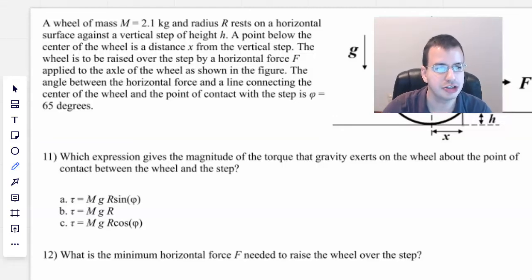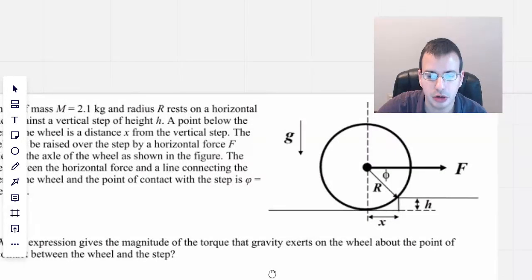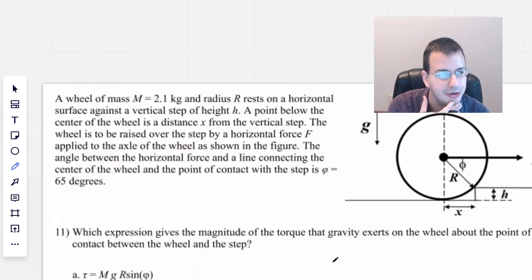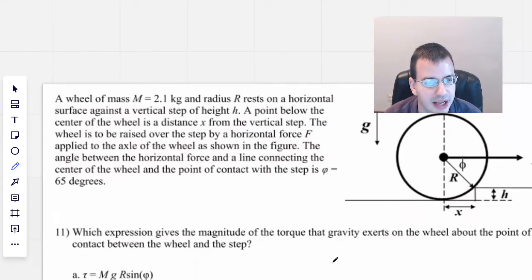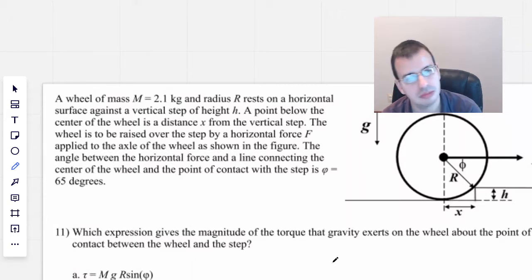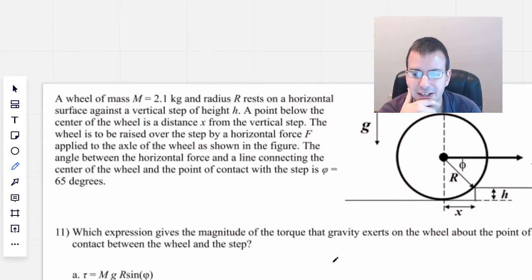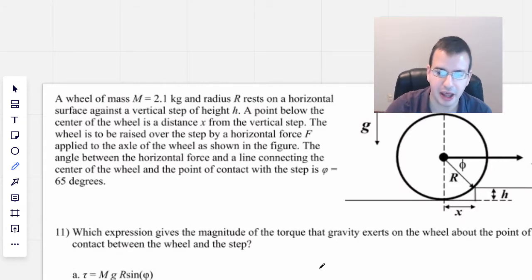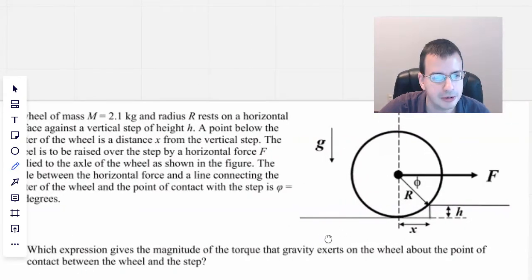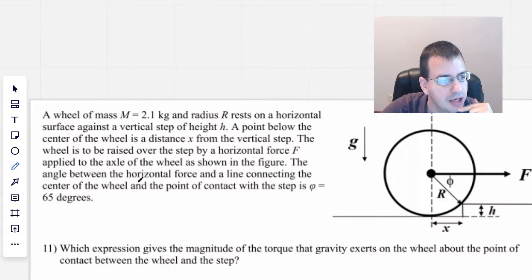A wheel of mass 2.1 kilograms and a radius r rests on a horizontal surface against a vertical step of height h. A point below the center of the wheel is a distance x from the vertical step. The wheel is to be raised over the step by a horizontal force F applied to the axle of the wheel, as shown in the figure.